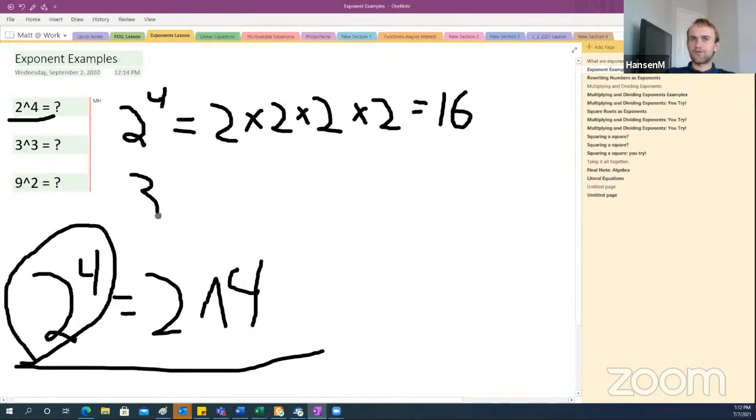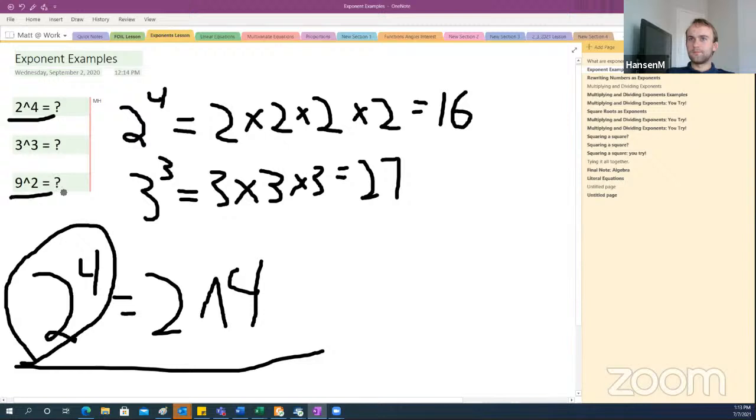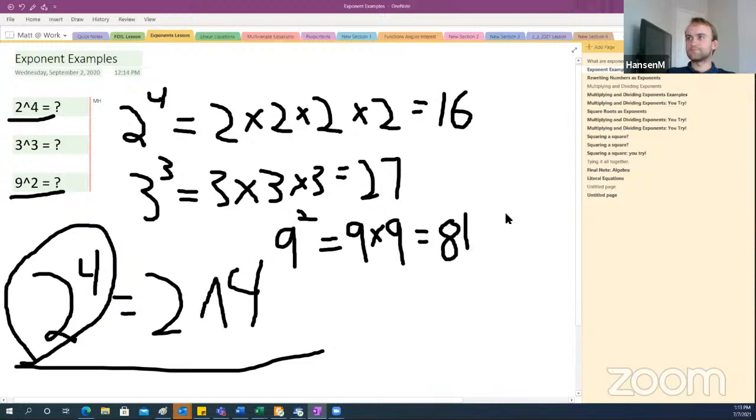As another example, 3 to the 3rd is 3 multiplied by itself 3 times. So that's 3 times 3 times 3, which is 27. This 9 to the 2, or 9 squared, you say a number is squared if it's to the power of 2. That's 9 multiplied by itself once. So that's 9 times 9, which is equal to 81.